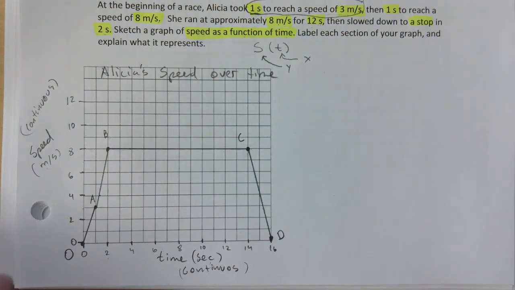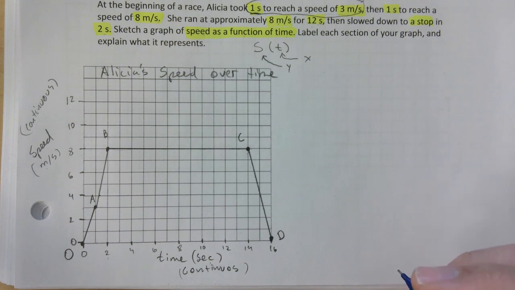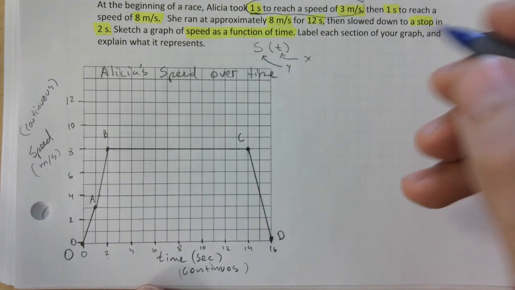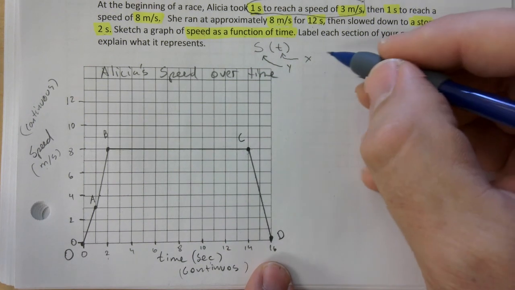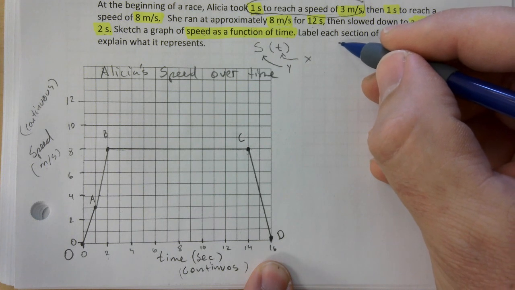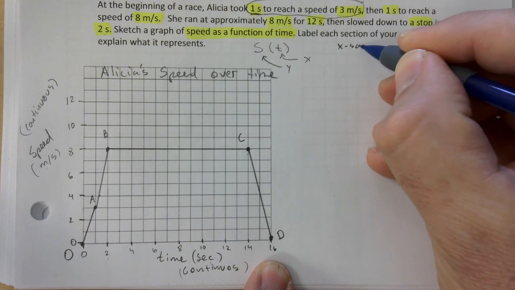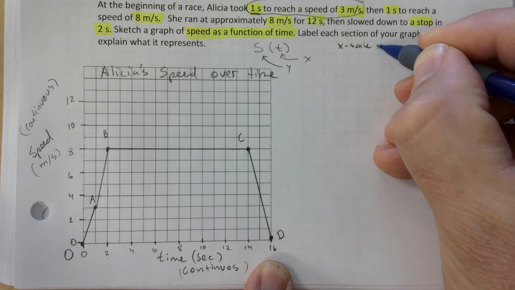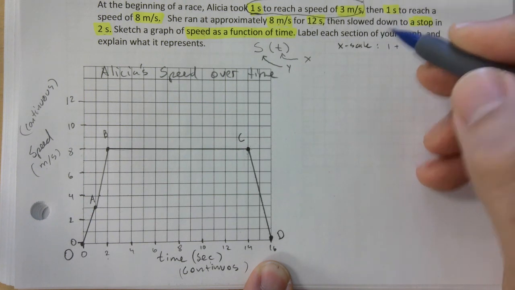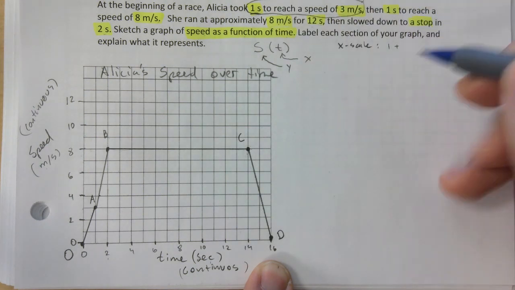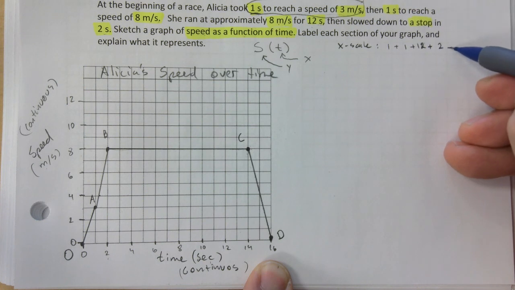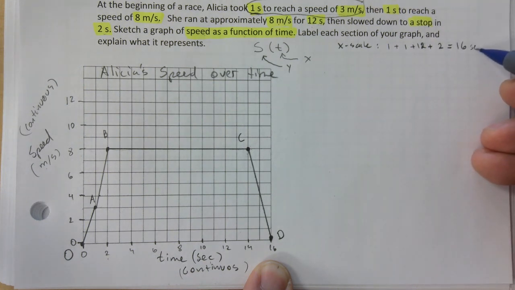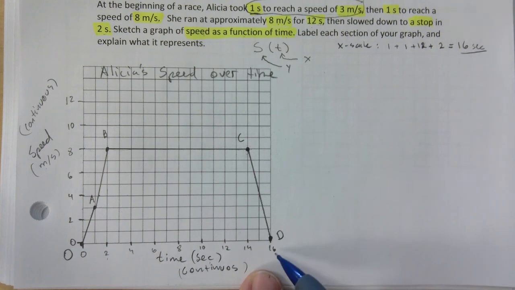There. So we've connected. This story is now here, right? And maybe I'll just add a note here how I determined this, right? X scale, right? I went 1 second plus another second plus another second plus 12 plus 2. That gave me 16. That's how I came up with that, right?